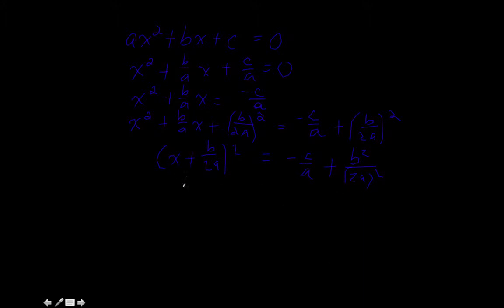Okay, if you want, so x plus b over 2a squared equals negative c over, now this is 4a squared, if I square it out, 2 squared a squared. So I need a 4 and an a to get this to have a common denominator. So 4a squared, I have to multiply by 4a.